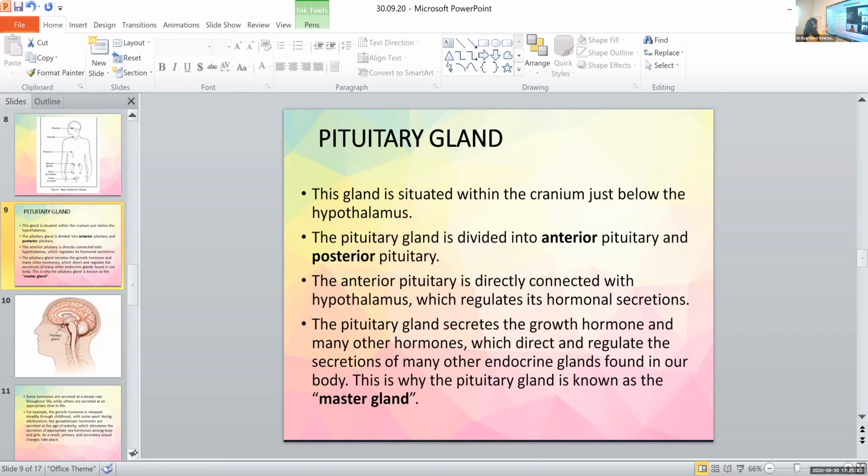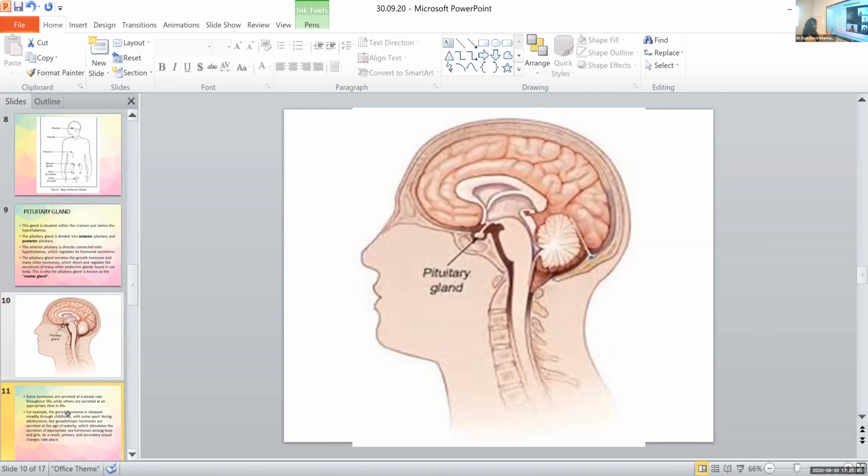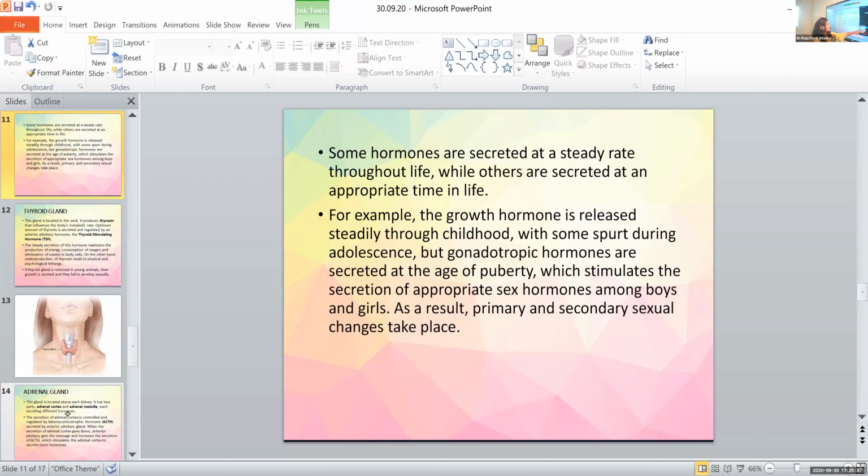Yes, then you saw the structure. Then some hormones are secreted at a steady rate throughout life, while others are secreted at an appropriate time in life. This is regarding the pituitary gland. For example, the growth hormone is released steadily through childhood with some spurt during adolescence, but gonadotropic hormones are secreted at the age of puberty, which stimulates the secretion of appropriate sex hormones among boys and girls. As a result, primary and secondary sexual changes take place.